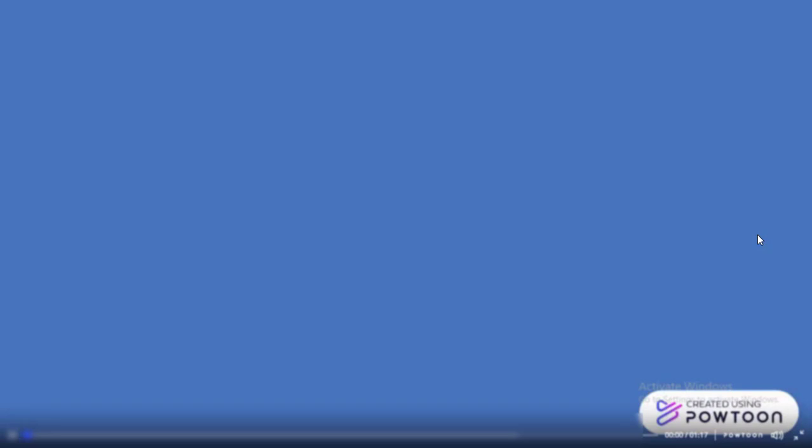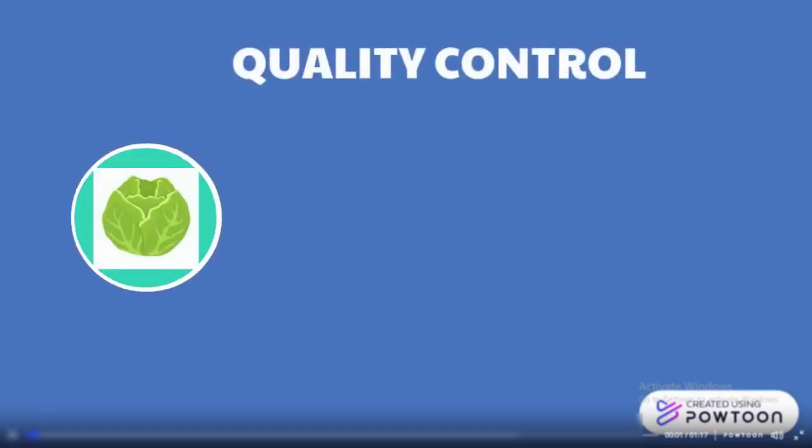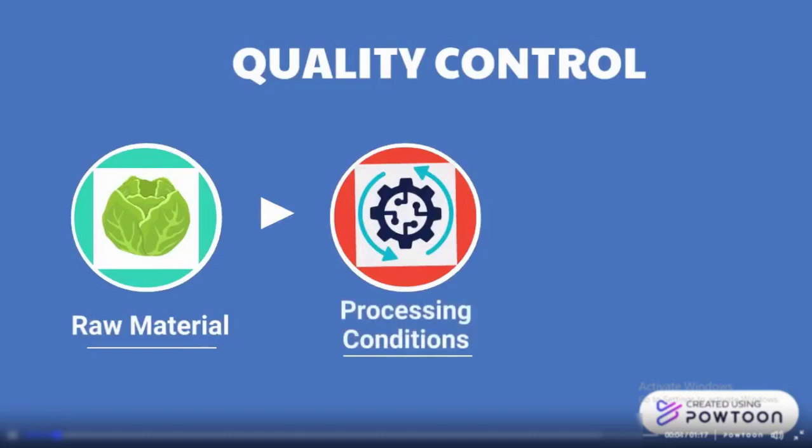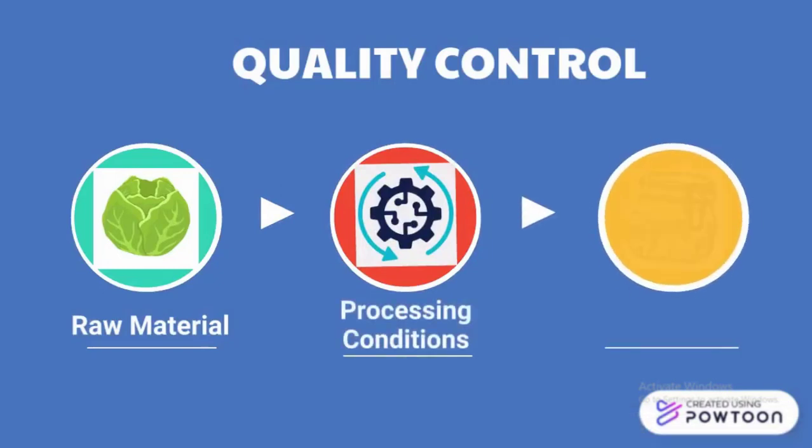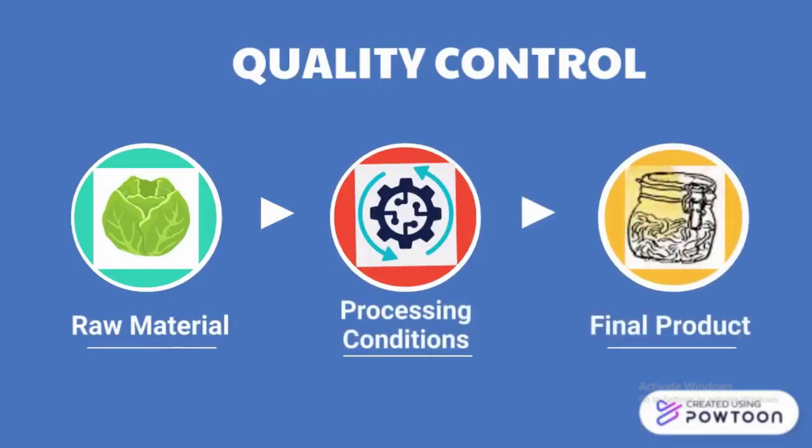So now we will talk about the quality control in the production process of sauerkraut. First, we will talk about the raw material, and then processing conditions and the final product quality control of sauerkraut production. First is raw material quality control.